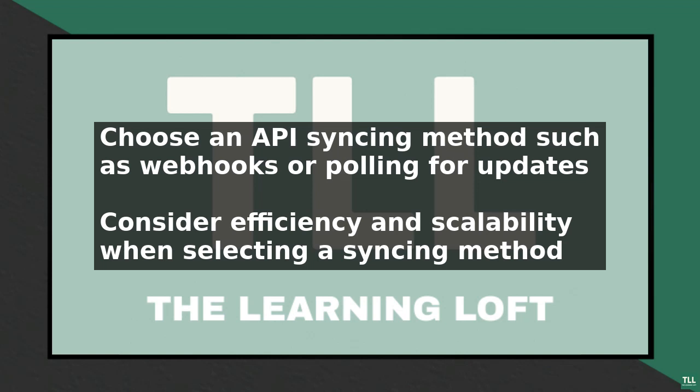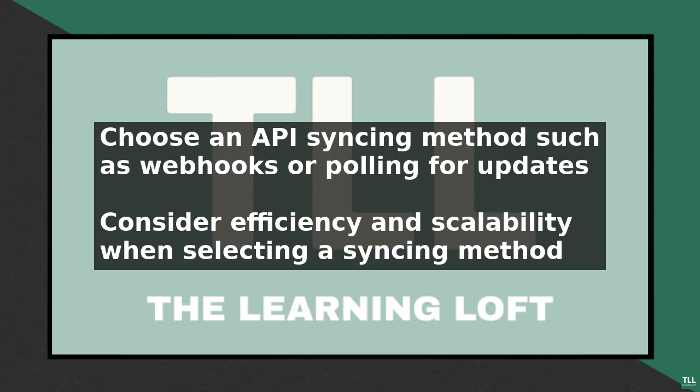Next, choose an API syncing method, such as webhooks or polling. Webhooks allow the Bill.com API to push updates to your application in real time, while polling involves periodically requesting updates from the API. Webhooks are generally more efficient and scalable, but may require additional setup and infrastructure.